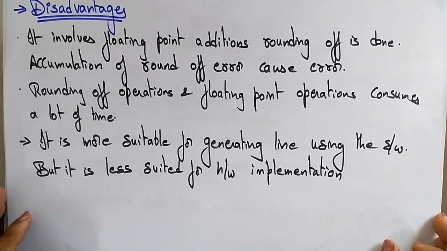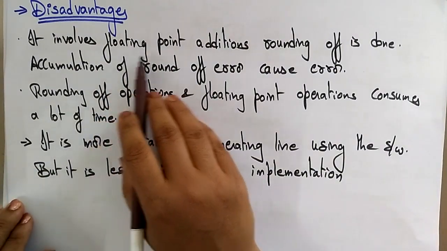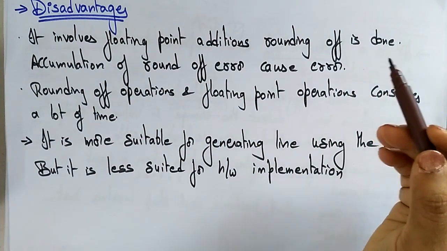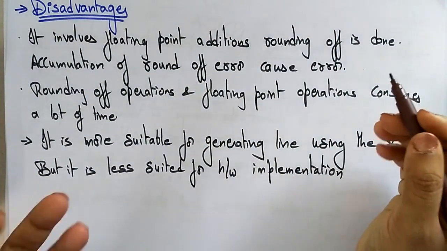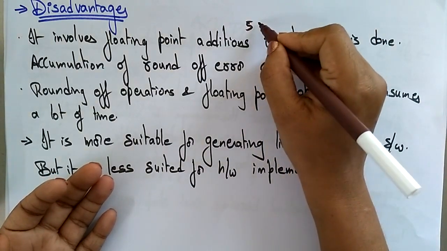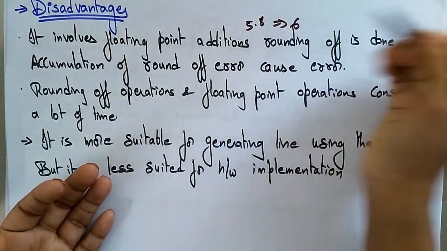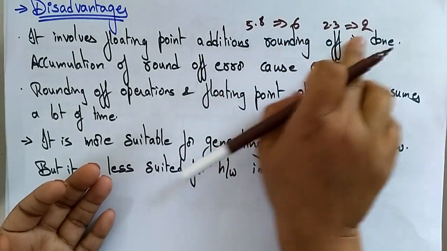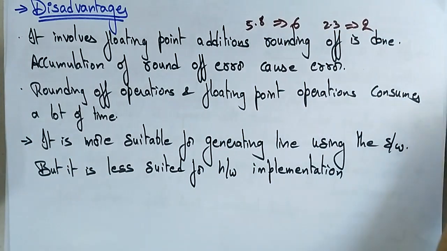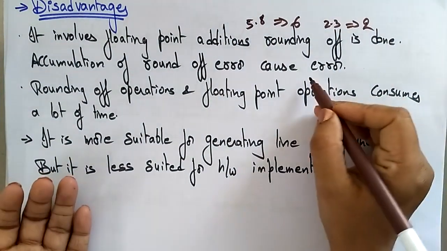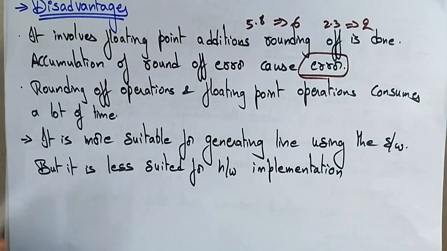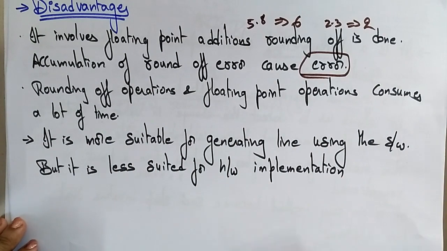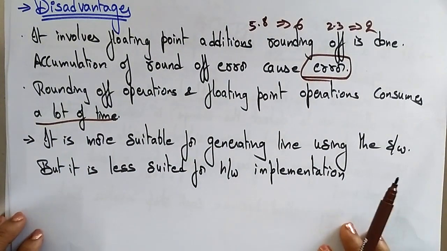Now coming to the disadvantages. It involves floating point additions, and rounding off is done, which accumulates round-off errors, causing errors. Suppose 5.8 is there, we make it 6. Suppose 2.3 is there, we make it 2. One is increasing and here it is decreasing. So because of this rounding of the numbers, errors may occur. Rounding operations and floating point operations consume a lot of time.